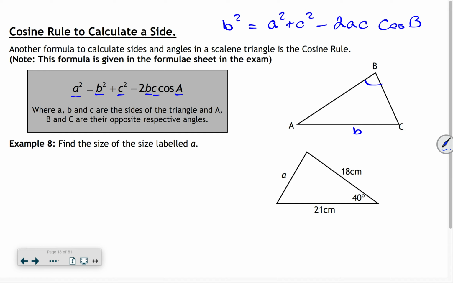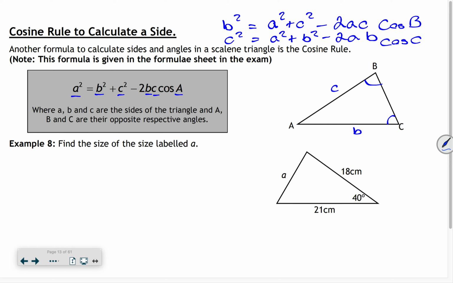Okay? So the only difficulty with this is just knowing where to put the letters. The actual mathematics of it is ridiculously easy. In the same way, if I wanted to find out the size of side c, where I knew what angle C was, then I would start with c squared and finish with cos C. And then in between, it would follow the pattern of a squared plus b squared minus 2ab, then cos C. So it's all about just spotting the pattern of the letters and where they belong.